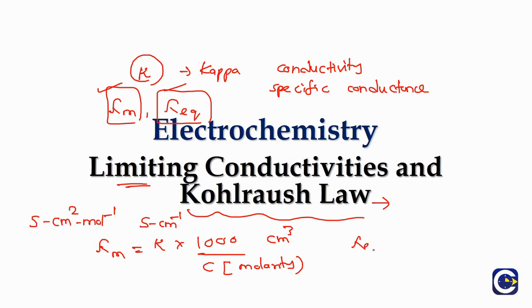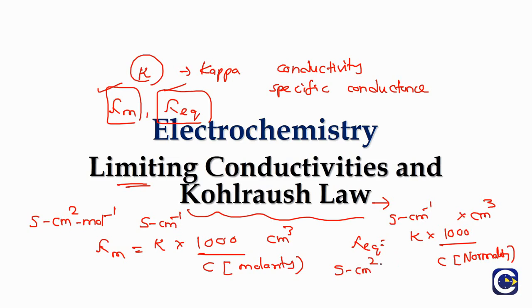Similarly, the equivalent conductivity will be kappa into 1000 by C. Here the C will be normality. So this will be conductivity into volume of the solution in centimeter cube that contains exactly 1 equivalent of the electrolyte. So here also it will be Siemens centimeter inverse kappa unit, and lambda equivalent will be Siemens centimeter square per equivalent, because we are multiplying with centimeter cube per equivalent. This will be the unit of lambda equivalent. So this is what we have covered in the previous video regarding the conductance in electrolytes.